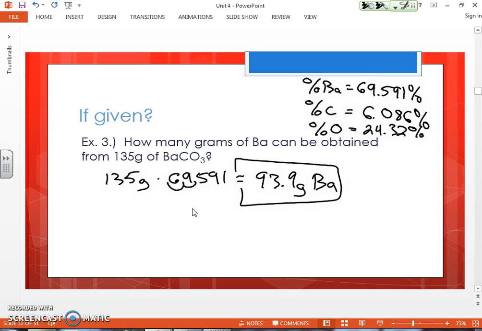So that's an application of the percent composition. It is the percent by mass of the compound. So if you know how much of the compound you have, and you know the percent composition, you can figure out how much barium you can get from that. Useful if you're trying to figure out how much of this ore you need to get so much metal or something like that. But that is the last type of problem you're going to see for percent composition right now.